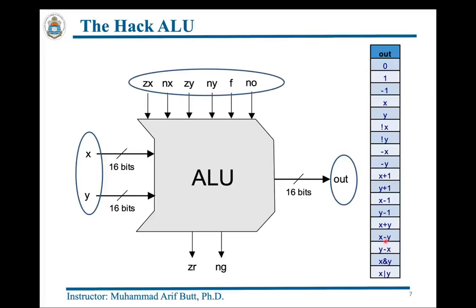Well, you can see our Hack ALU can perform a bitwise OR, as seen at the bottom, X bitwise OR Y, as well as bitwise AND. It can perform subtraction, addition, increment, and so on. So these are the 18 different functions which I will be talking about in more detail on the upcoming slides. And which of these 18 functions this ALU is going to perform depends on these 6 control bits.